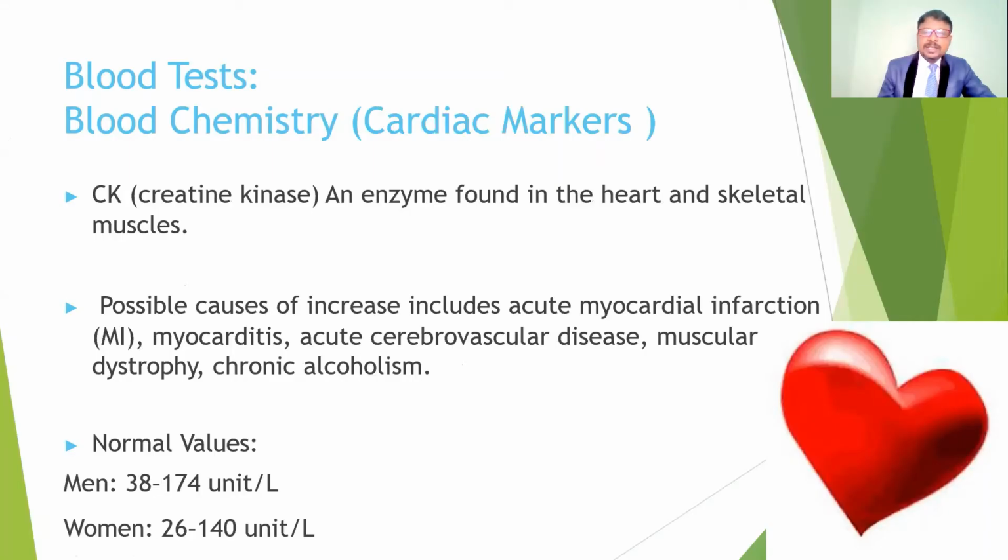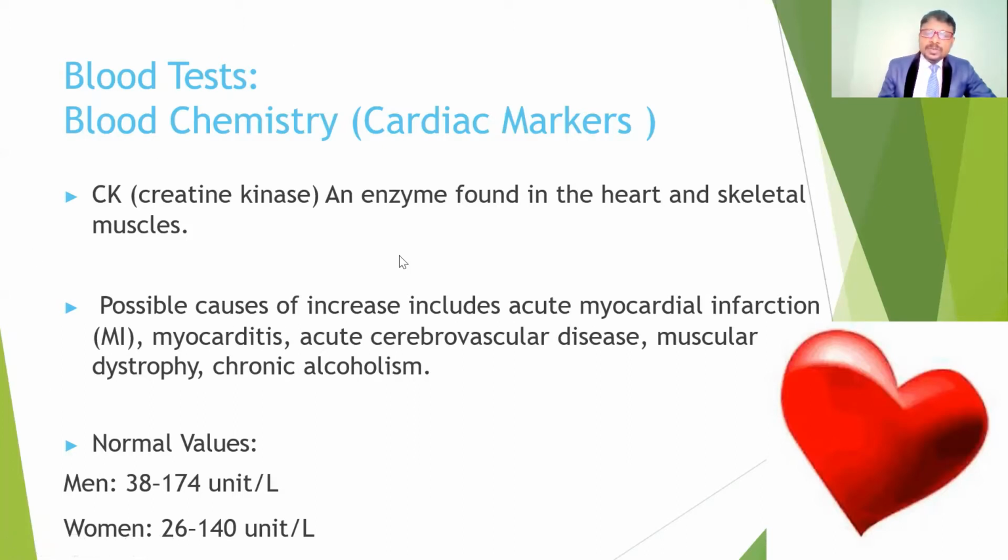So just now we discussed the cardiac markers, that is creatine kinase. This is an enzyme found in the heart and skeletal muscles. Possible causes of an increase in the enzyme are acute myocardial infarction, myocarditis, that is the inflammation of the myocardium, and also cerebrovascular accident, muscular dystrophy, and chronic alcoholism. So this creatine kinase is going to be increased.